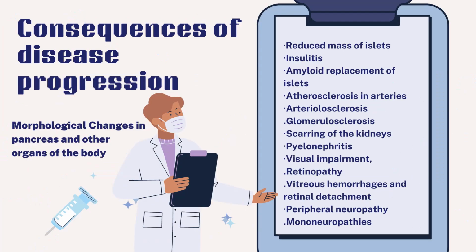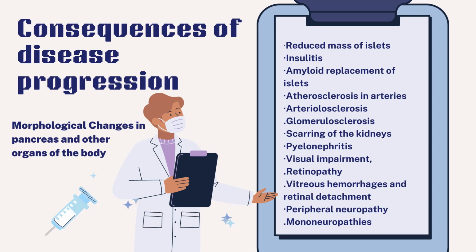Morphological changes and consequences of long-standing hyperglycemia. Reduced mass of islets, more marked in type 1 diabetes, insulitis with leukocyte infiltration, amyloid replacement of islets and fibrosis in long-standing type 2 diabetes, atherosclerosis in large and medium-sized arteries predisposing to cardiovascular disease, arteriolosclerosis causing stiffening of the arterioles resulting in hypertension.